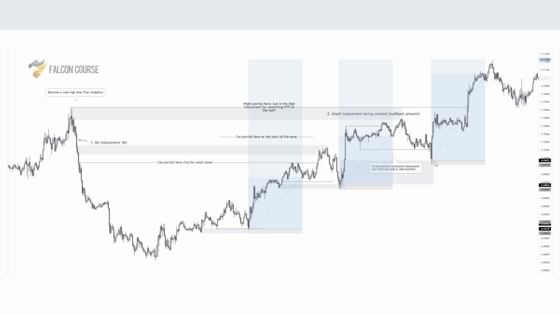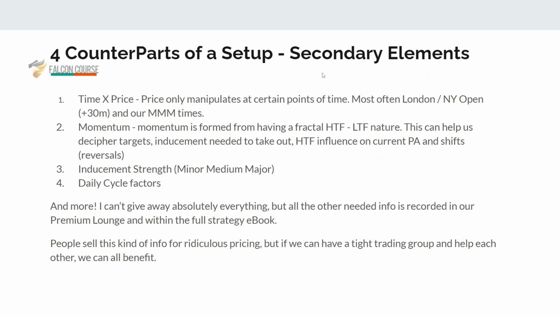The more inducement, the bigger the distance, yeah? This one, for example, right? It's here to here. That's what this inducement created. But you can see we had a lot more respect of a retail level than something like this. So we created that big move, okay? Does that make sense? Take those yes. Okay. So secondary elements.